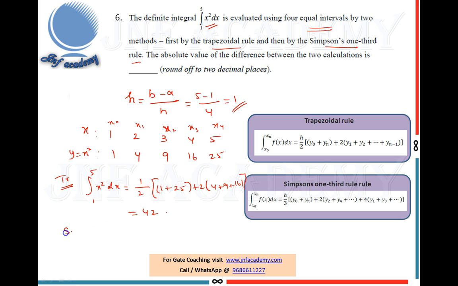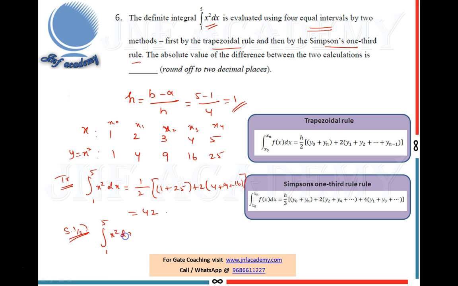Similarly I use Simpson's 1/3 rule. This is Simpson 1/3 rule. Integral x0 to xn f of x dx equal to h by 3 into y0 plus yn, first and last term, plus 2 into y2 plus y4 etc., the even ordinates, plus 4 into y1 plus y3 etc., the odd ordinates. So I use this rule, Simpson's 1 by 3rd rule.